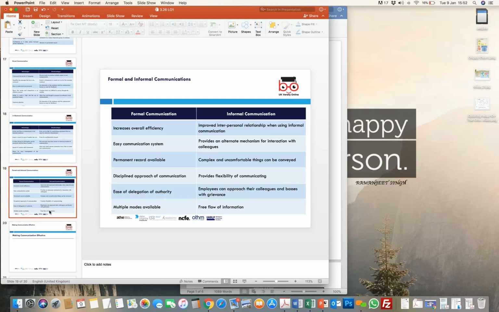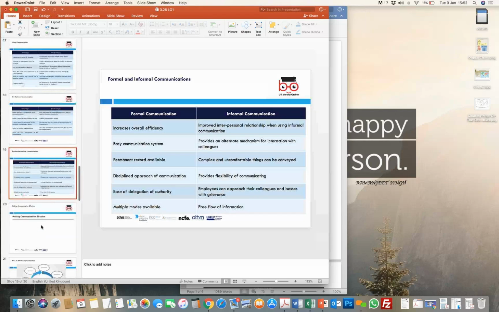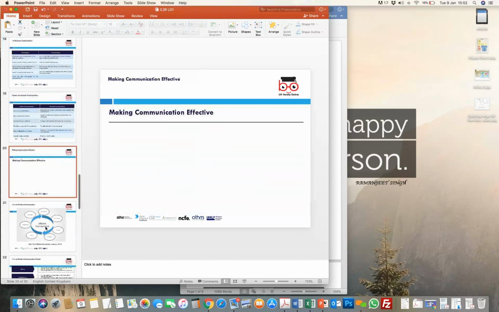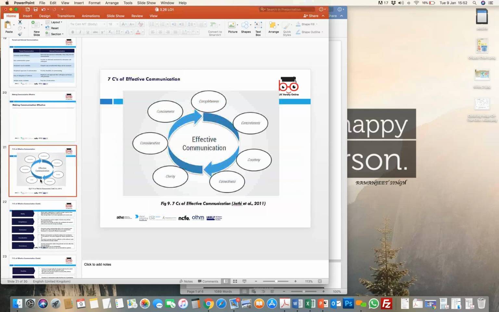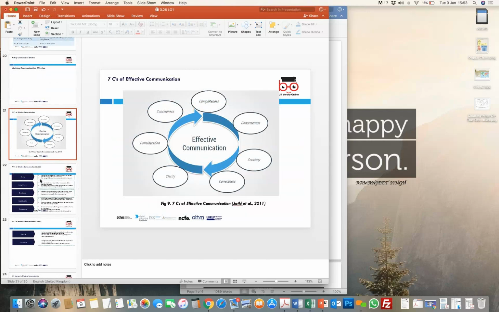So we tend to then basically look at differentiating this in the form of something called formal and informal communication. And that's something which has been summarized here in the slide. The other few bits that we look at is basically understanding how communication can be made effective. Now here, there is something called the 7C model of communication.